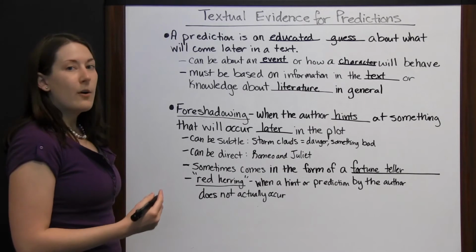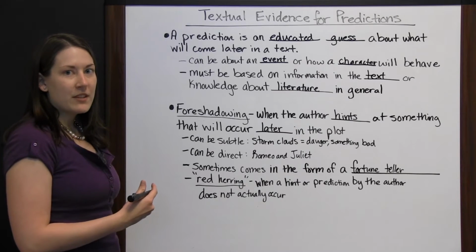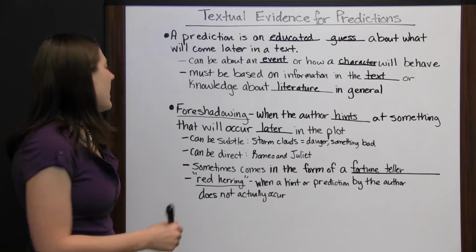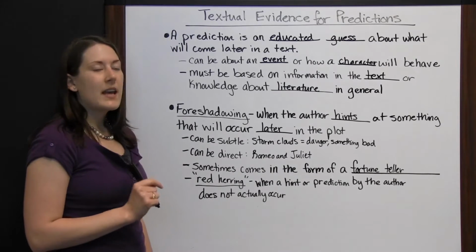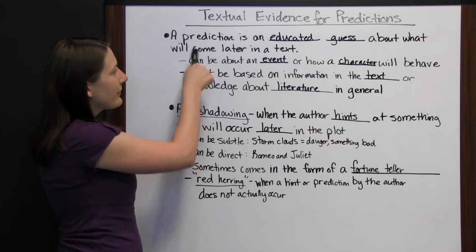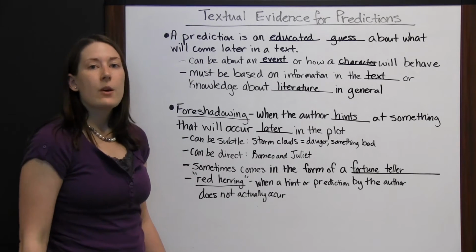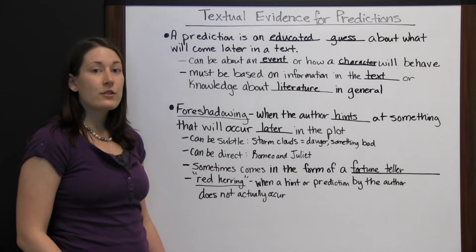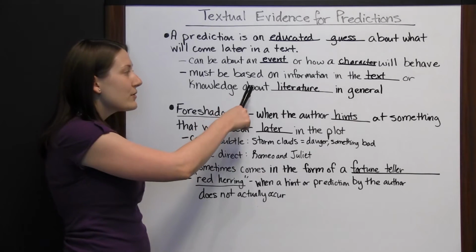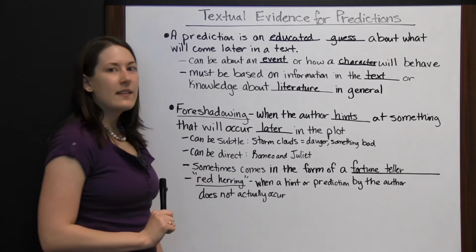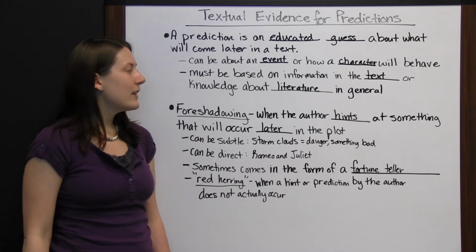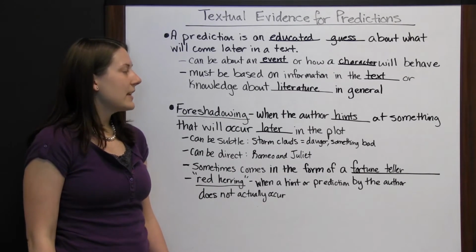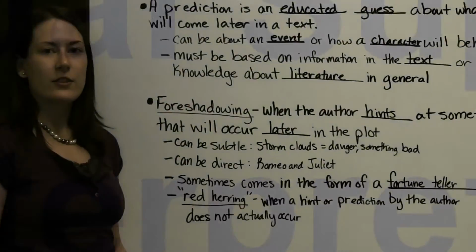So don't always think that if the author tells you something's going to happen, it's going to happen. But foreshadowing can often be a good textual support for any predictions you're going to make. So whenever you are making predictions while you're reading a story, make sure that your predictions are based on evidence either from the story itself, information in that text, or information that you've gained from reading other books and getting a general knowledge about literature.